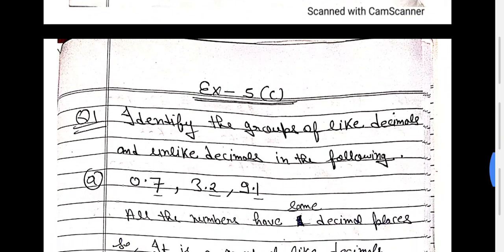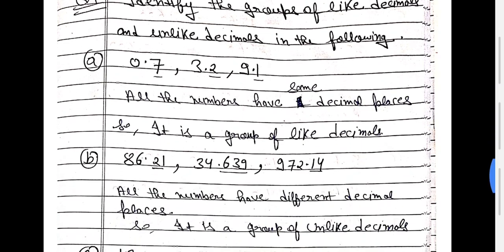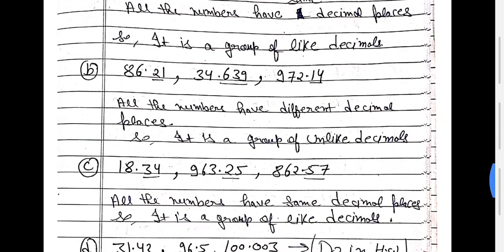Identify the groups of like decimals and unlike decimals in the following. Now you have to find whether the group of given numbers are like decimals or unlike decimals. Just check: after the decimal they have one decimal place each, or you can say they have only one digit. So all the numbers have the same decimal places, so it is known as like decimals. It is a group of like decimals because all have the same decimal places.